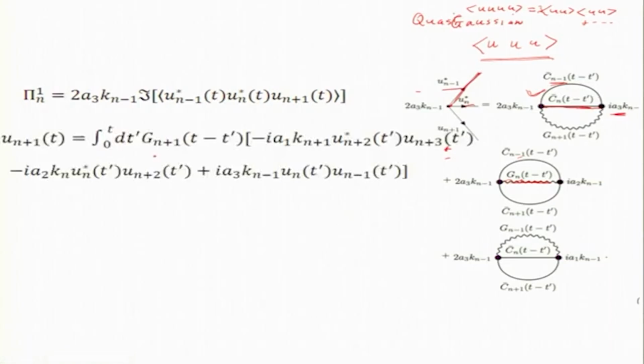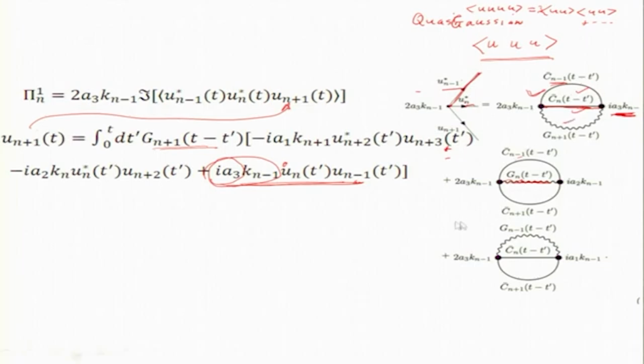So, n plus 1 is Green's function, this one, and the 3 terms, but out of these only this guy is giving non-zero value, right, because this one will connect with n, and n minus 1 will connect with that, and the prefactor will be i a 3 k n minus 1, which is here. Okay. So, I just substitute this u n plus 1 here. Okay. So, that will give me 2 correlation functions, this and that, and Green's function.